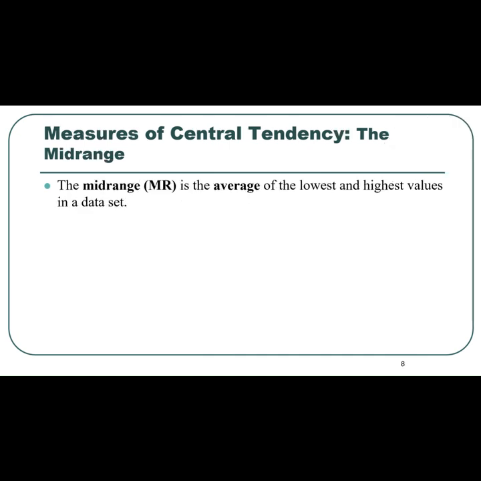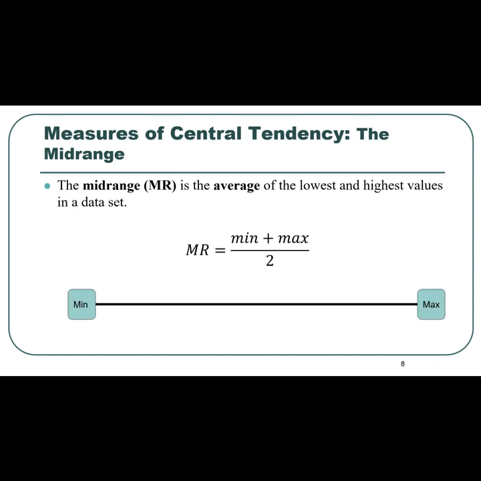Now, our fourth measure for central tendency would be the midrange, MR. The midrange is just the average of the lowest and the highest value in your data set. This is the midpoint in your range. So minimum plus maximum over 2. So if you arrange your data from minimum to maximum, the mid-range is exactly in the middle here, which is that one plus that one over 2. It would be that value, the value in the middle.